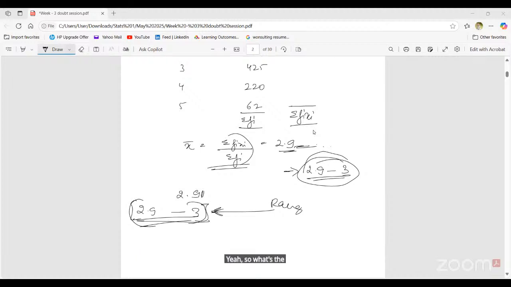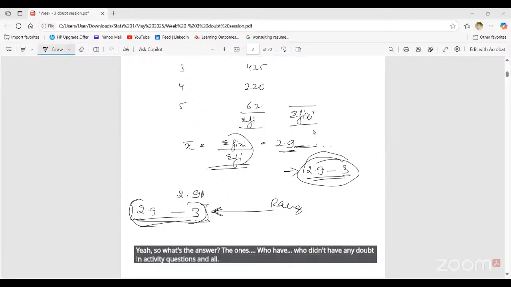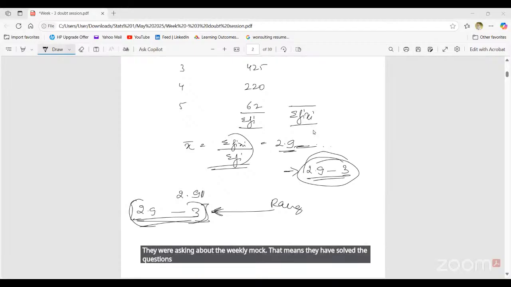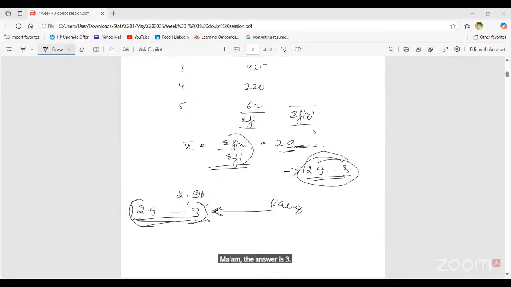The ones who didn't have any doubt in the activity questions were asking about the weekly mock. That means they have solved the questions. So the ones who have solved, please answer it. Ma'am, the answer is 3. The answer is 3. Okay, fine.